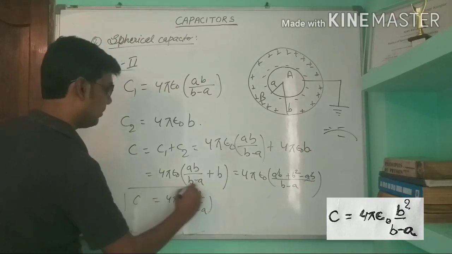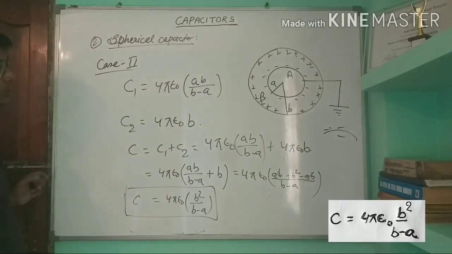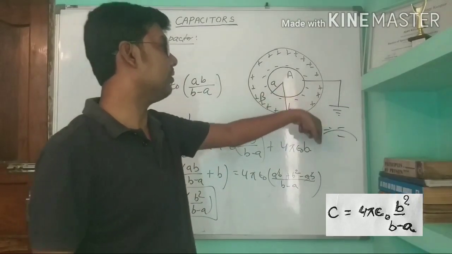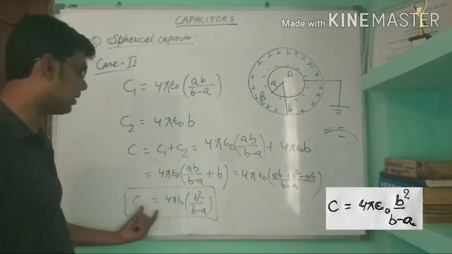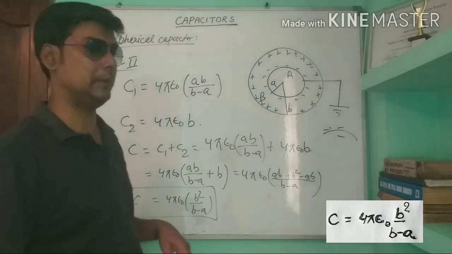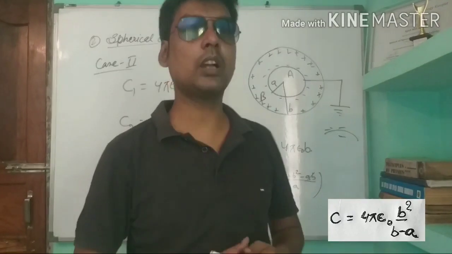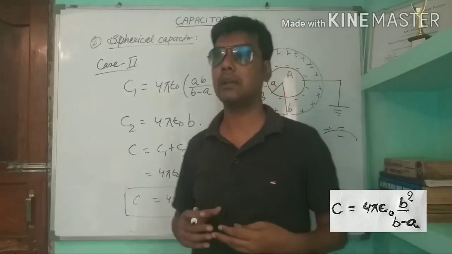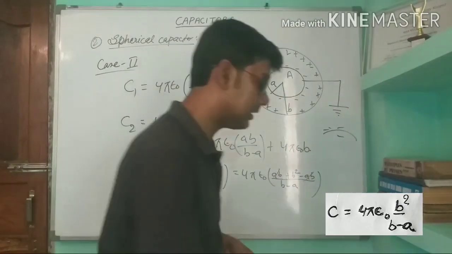So capacitance C will be this much. So in this situation, the inner sphere is grounded, so the capacitance for this will be 4 pi epsilon 0 B square by B minus A. Now we will talk about the third kind of capacitor, that is cylindrical capacitor.